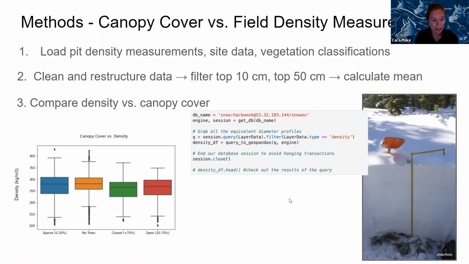But as we can see on this left image, this is just all of the pit data, so not integrating any of the other canopy cover methods. And we can see that the density throughout the profile might not necessarily be the best metric for us to use. So we also investigated averages in the top 10 and top 50 centimeters of the pits. So you can go on, Sam.